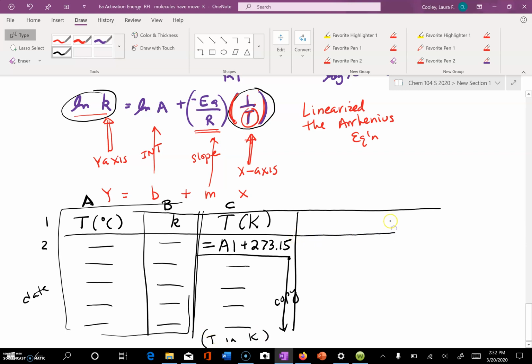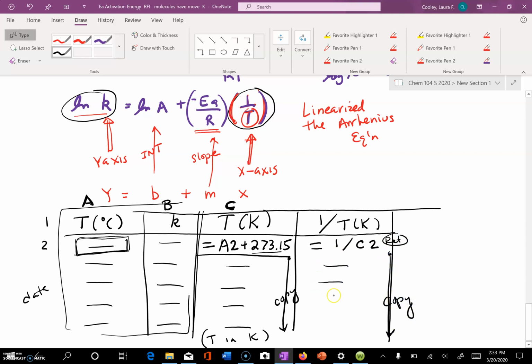Then you could take 1 over that temperature. So you would type equals 1 divided by C2. Oh, this should have been A2, not A1, right? Because this is the temperature in C, and we're taking that temperature in C and adding 273.15 to get it in Kelvin. Now we're taking the reciprocal of the temperature in Kelvin. So that's what you would type here. And then of course you'd hit return, and it would put the number in, and you would copy that down the column.